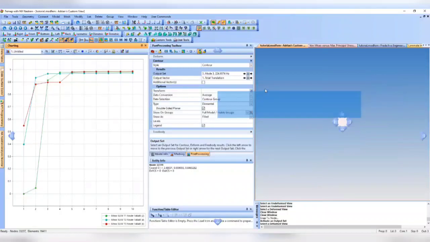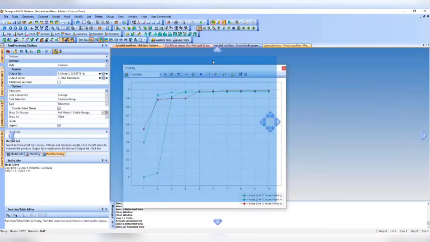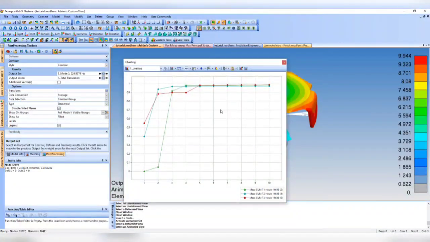Let me take that out. So what is this graph telling us? I want to know at this specific node, some node on this structure, what is the effective mass participation factor for each of the eigenvalues? Recall we had 10 normal modes that we solved for, and we want to know how much each of those modes contributes to the total effective mass participation of the overall system as a whole.